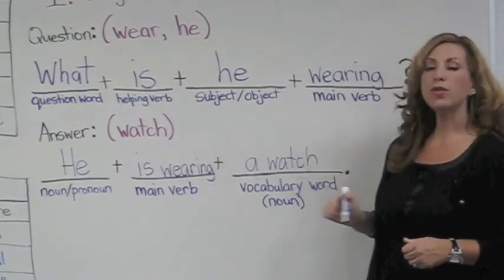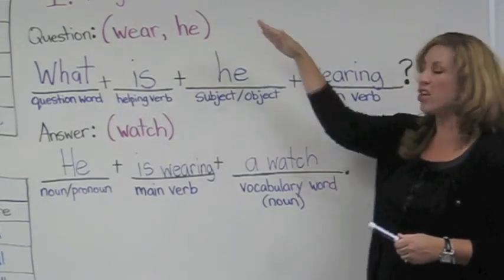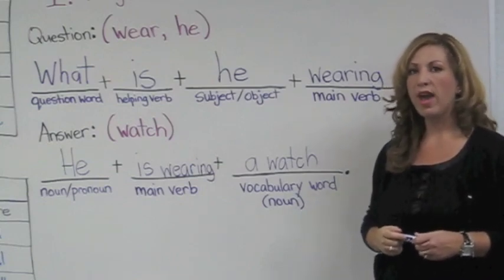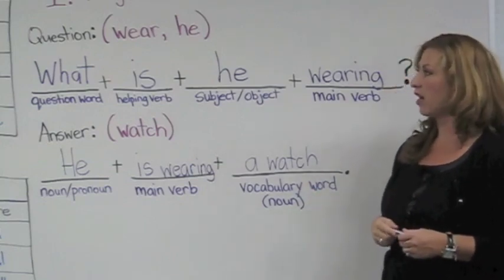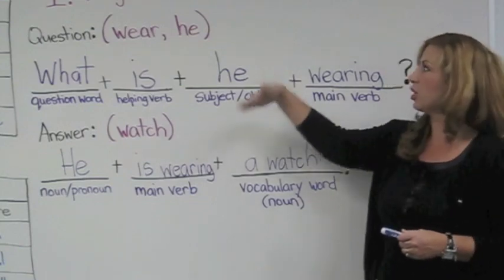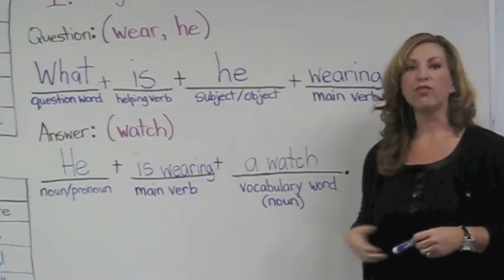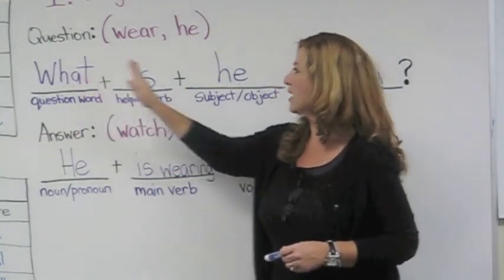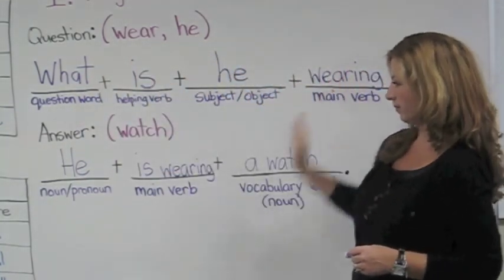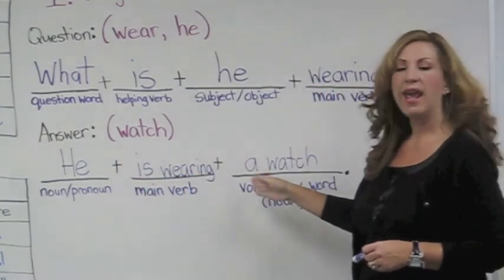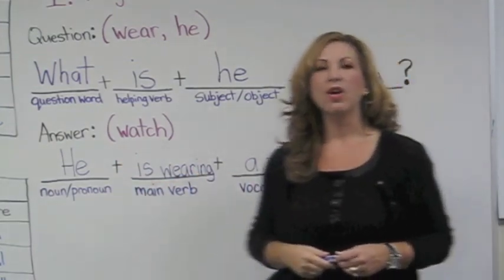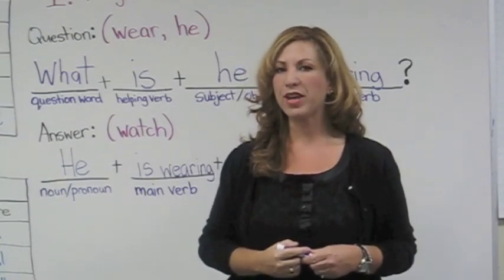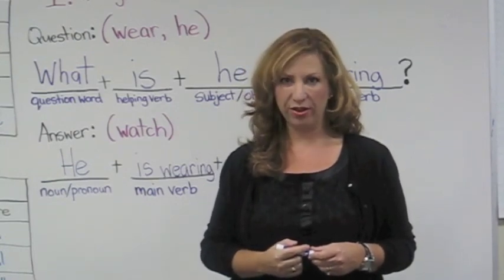Now, if you do need more practice conjugating our verbs, you could use Step to Success Volume 1. You have a lot of examples and a lot of practice problems to continue practicing conjugating verbs. Okay? And so our question again is, what is he wearing? He is wearing a watch. Now, you're going to try problem 2, and please press play when you're ready to do problem 2 together.